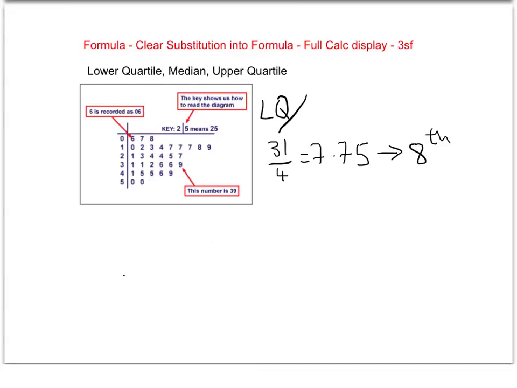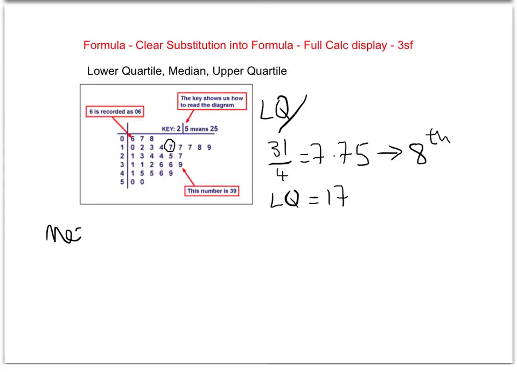So our example here, we've got 31 divided by 4 is 7.75, so that rounds up to 8. So we want the 8th piece of data, and if you count along, you should see that the 8th bit is 1, 2, 3, 4, 5, 6, 7, 8. There it is. And it's not the number 7, it's the number 17. So the lower quartile is 17.